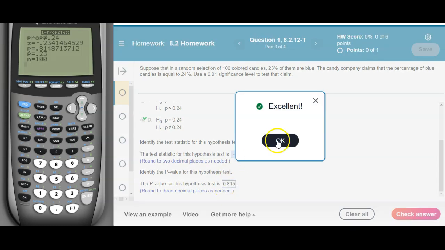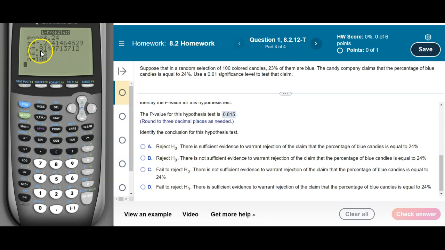Alright, notice there are two p's here. It says p and then p hat. This is the sample proportion. This is that 23% are blue. So don't get confused by that. The two you're going to need, the test statistic and p-value, are the first two things that it calculates for you.